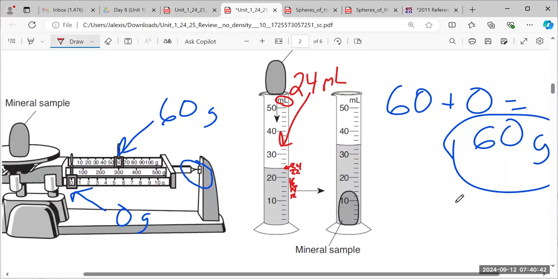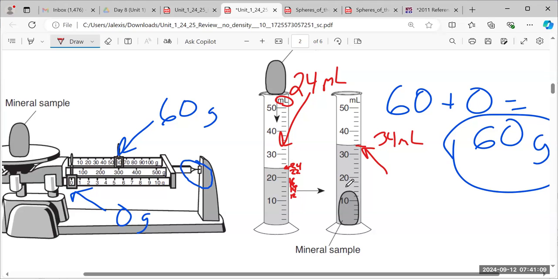Now, when I put the sample, what is the new volume? So when I remember, each line goes up by 2. So if this is 30, right? This is going to be 32. And this is going to be 34. So when I didn't put the sample in, it was 24 milliliters. When I put the sample in, it was 34 milliliters.